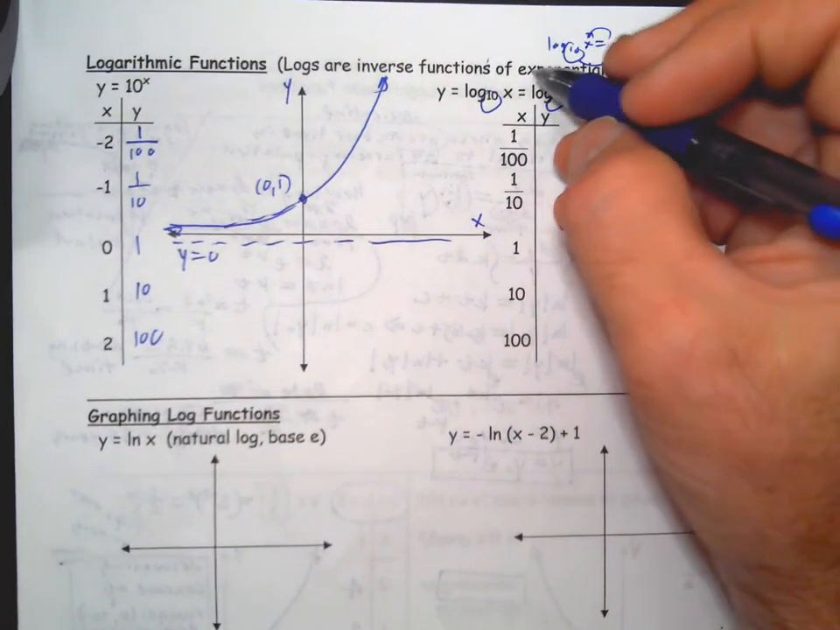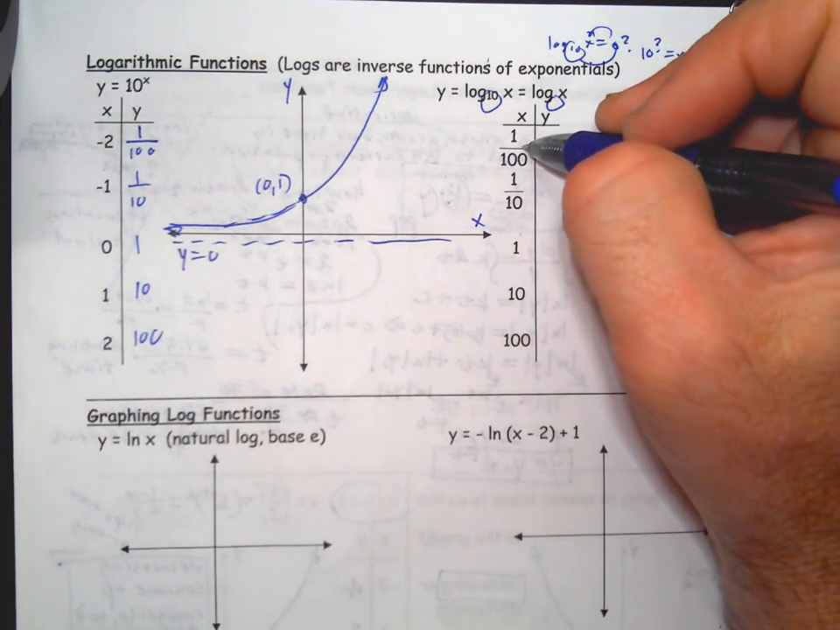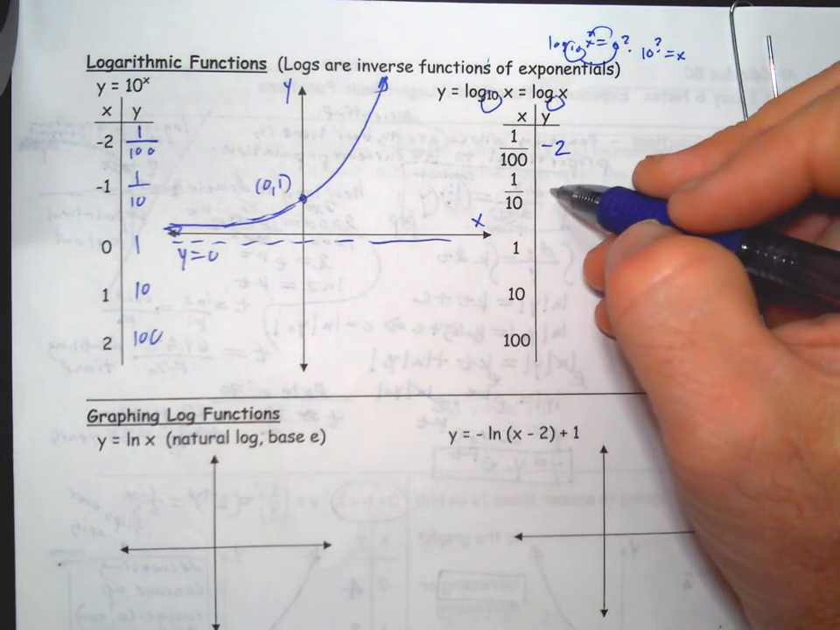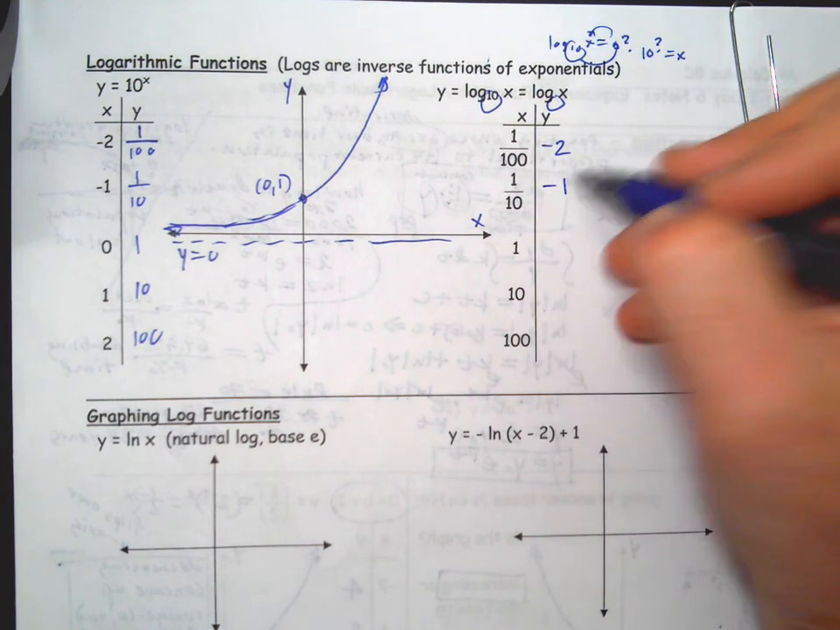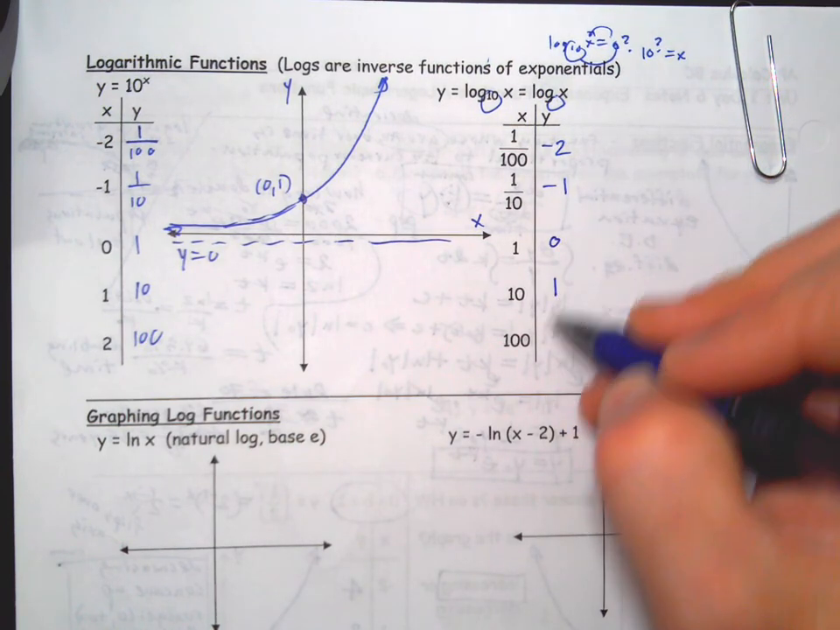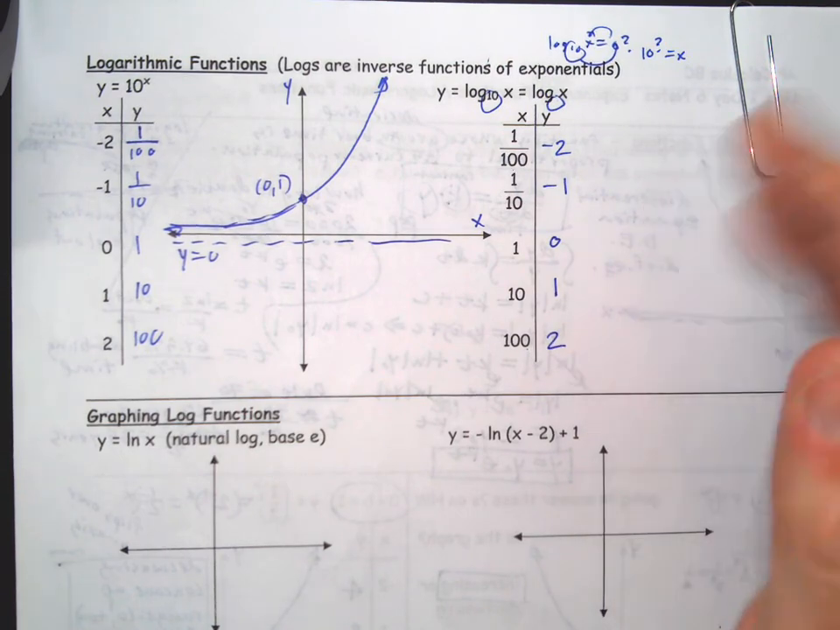So when I look at this, I say log base 10 of 1/100th. I say 10 to what power gives me 1 over 100? Well, that would be 10 to the negative 2. 10 to what power gives me 1/10? 10 to the negative 1. 10 to what power gives me 1? 0. 10 to what power gives me 10? 1. 10 to what power gives me 100? 2. That's the way I think of it.